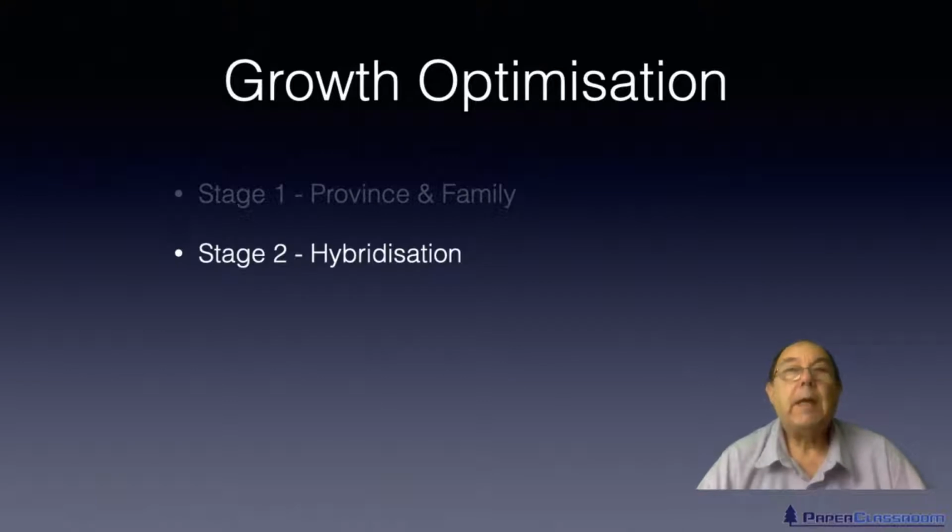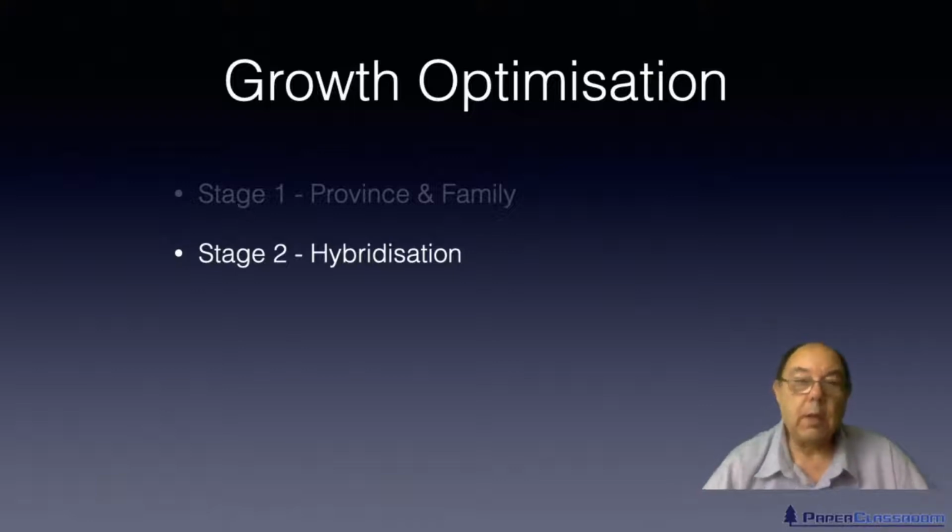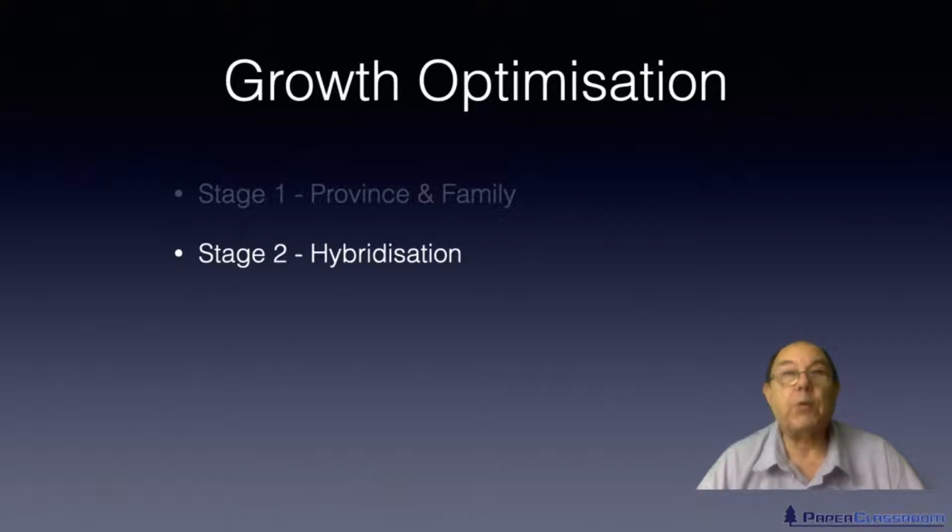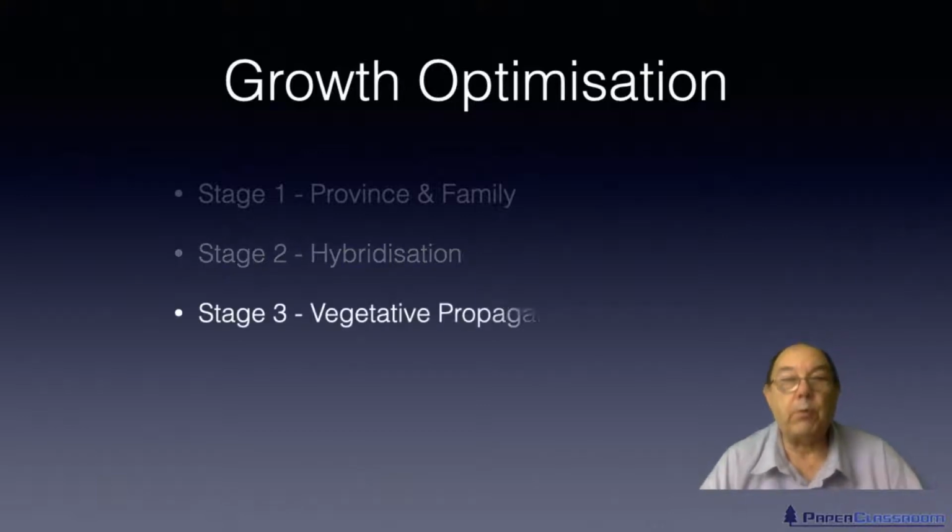Stage 2, hybridization. So you hybridize it with another species, you mix pollens, generate the seeds and see how those seeds grow. Do they grow faster or better? Are they worse? You choose the ones that show an improvement.